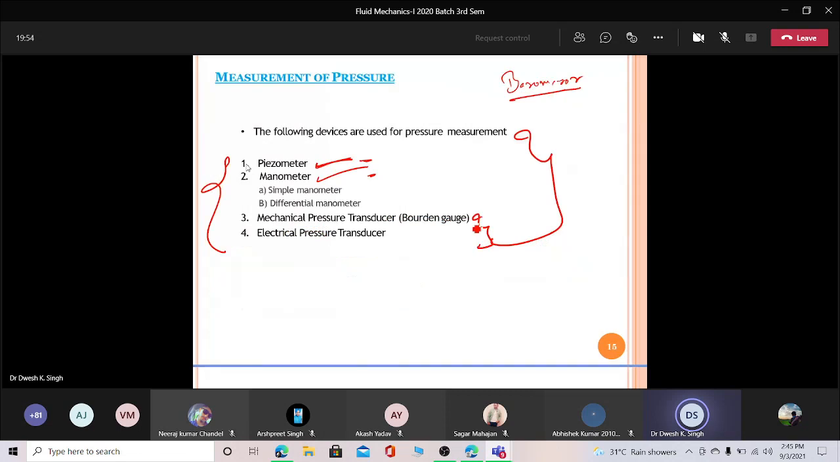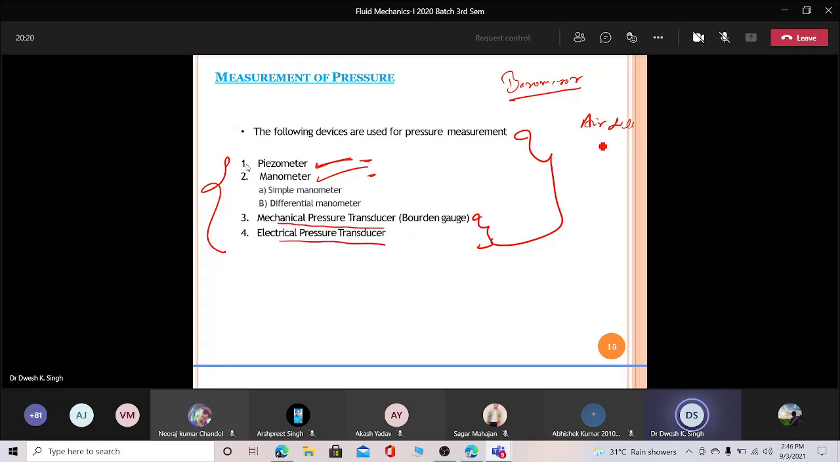Same thing is here. We have some devices which measure the pressure based on mechanical systems, like springs. I have given you the example of the air station, the air filling station for the bike, the two-wheeler and the four-wheeler. This uses a mechanical pressure transducer and an electrical pressure transducer.